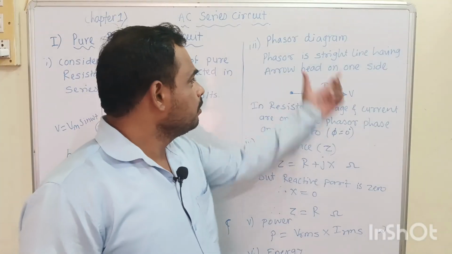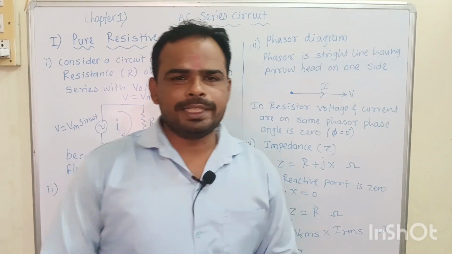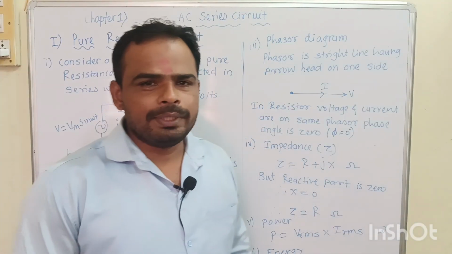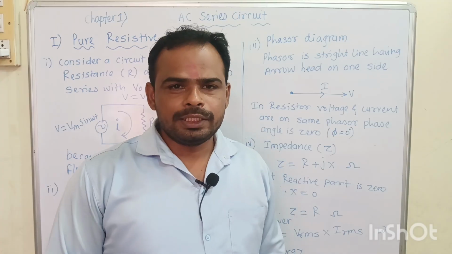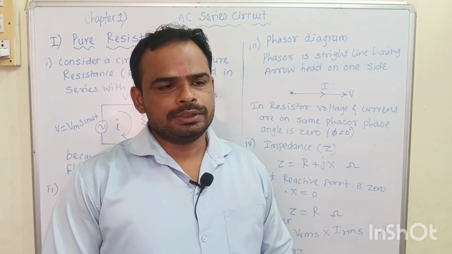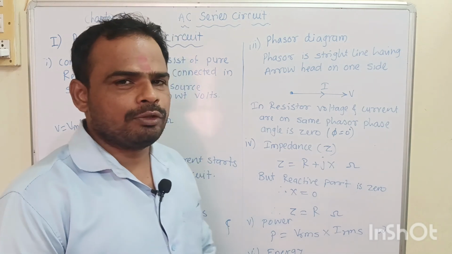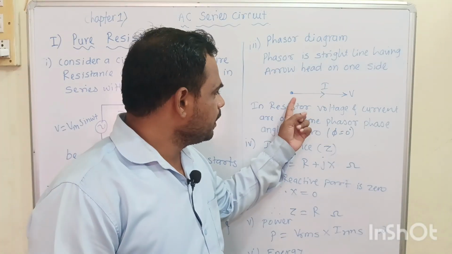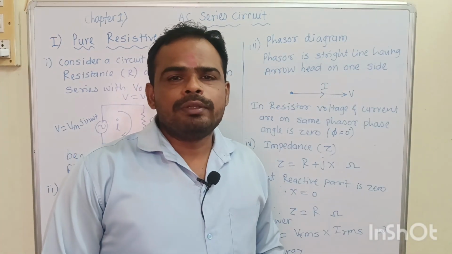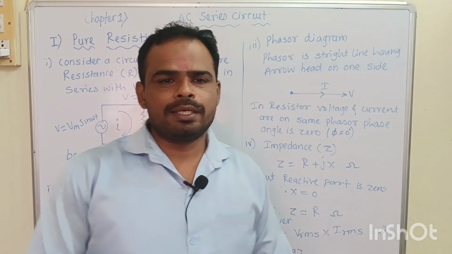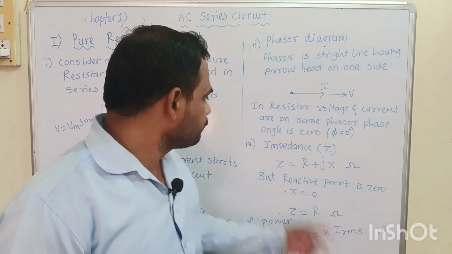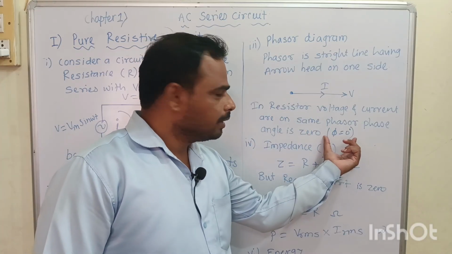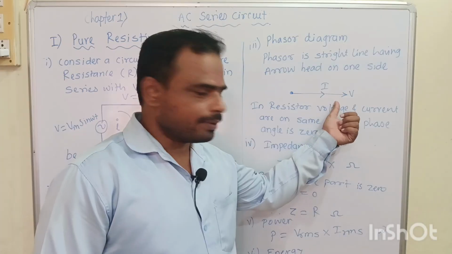Now we will see the phasor diagram. Phasor is nothing but a straight line having arrowhead on one side. Its length represents the magnitude of electrical quantity. For pure resistive circuit, the phasor diagram is like this. Voltage and current lie on the same phasor. It shows that the phase angle between voltage and current is 0. They lie on the same phasor.